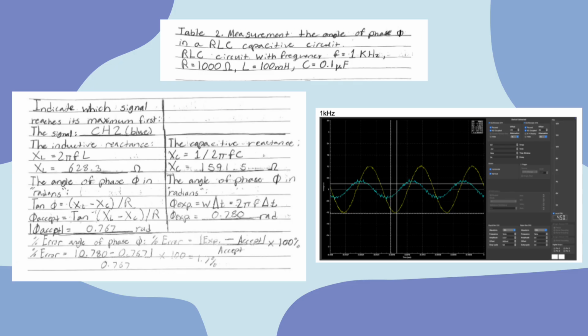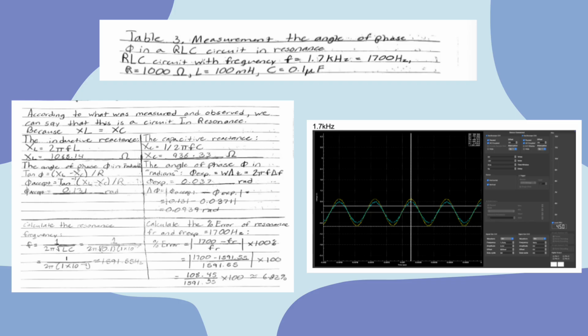At resonance, the phase angle should be approximately zero. Here are example calculations for inductive reactance, capacitive reactance, and the theoretical phase angle. I also calculated the experimental phase angle from oscilloscope measurements and then computed percent error by comparing experimental and theoretical values.